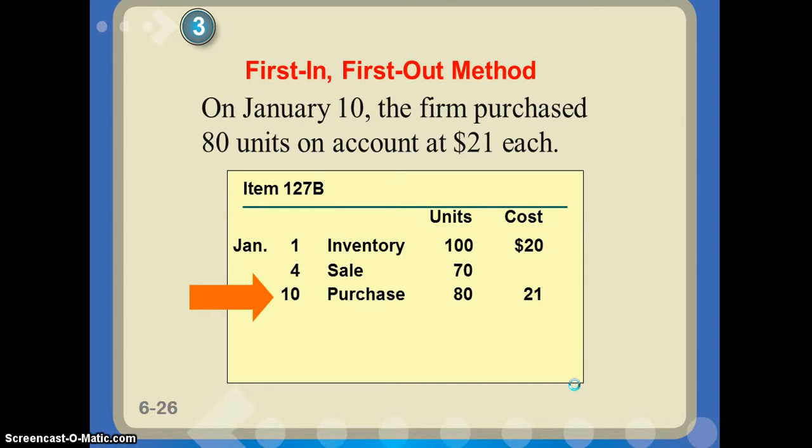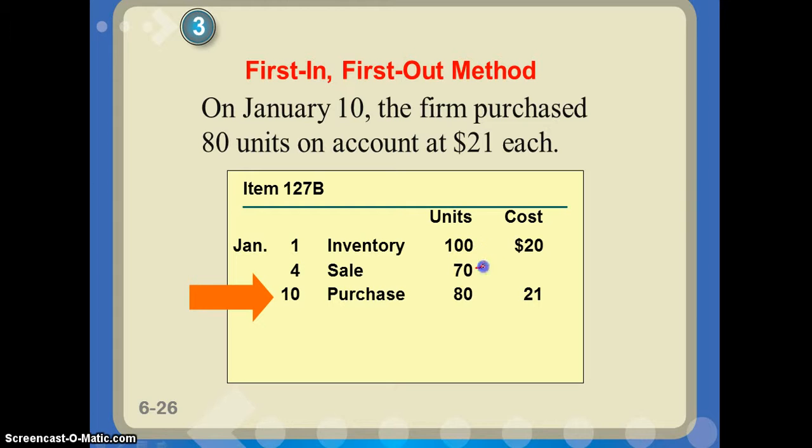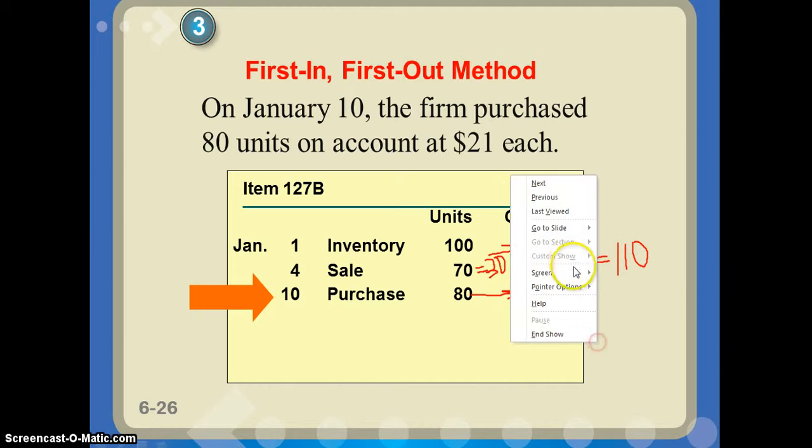We've now made a purchase on January 10th, 80 more units at $21 each. Here is our purchase, 80 units, $21 each. So in total, if we think about our previous slide, we had 30 units left here. Those 30 units cost $20. Our 80 units cost $21. How many units do we have in total? 80 plus 30. We have 110 units to sell, but at different prices.